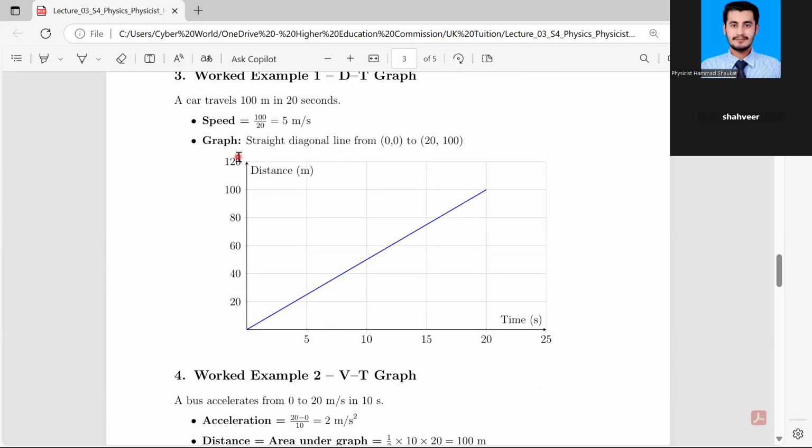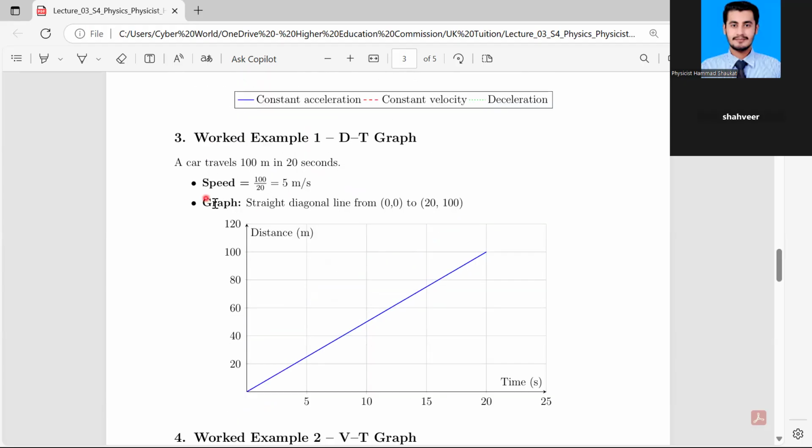And again, they're asking you to draw the graph as well. This means they're asking you to draw the distance time graph. On the x-axis, you can make the time. On the y-axis, you can illustrate the distance. And how can you draw the graph? Basically, you will need the values for initial. These values are basically giving you the final values. It means a car travels 100 meters distance. This is the total distance that the car travels.